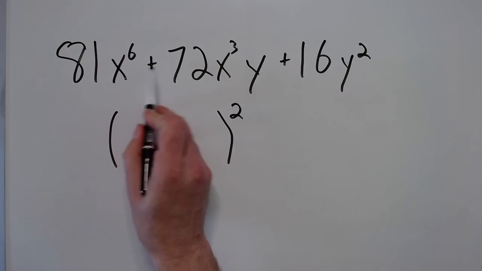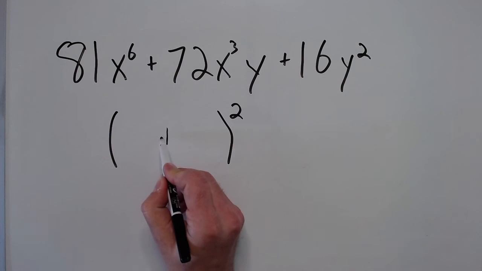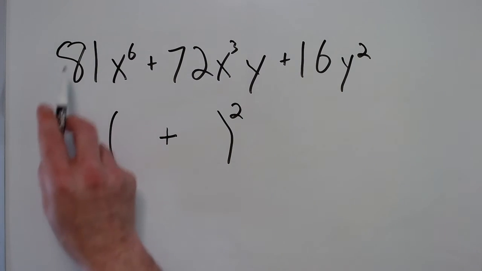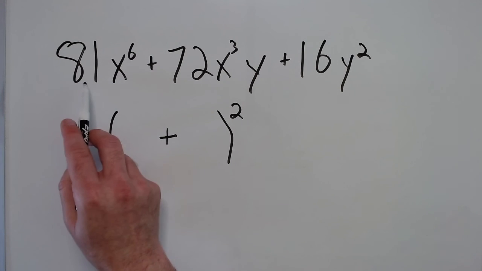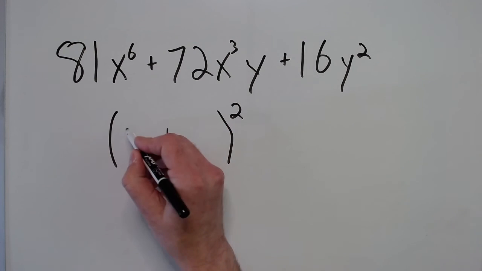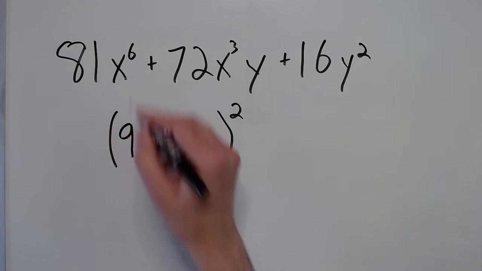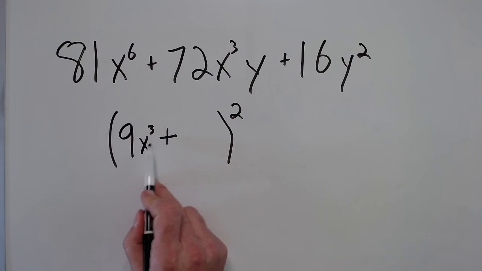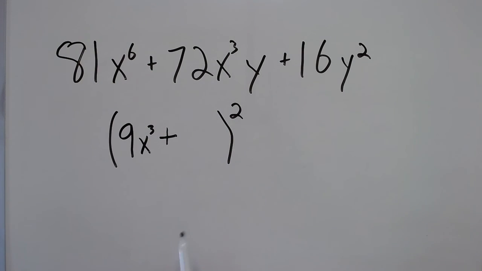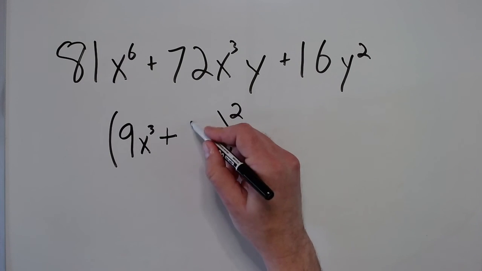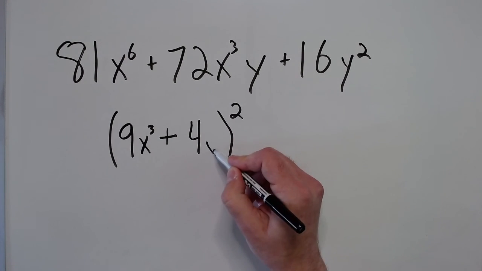Now we got a positive sign here. That's a nice little clue. We're going to have a plus here. So what squared gives us this first term? What do you have to square to get 81x to the 6th? Well, you know there's a 9 in there because 9 squared is 81. This is x cubed. Remember, x cubed squared is x to the 6th. And over here, 16y squared. What squared gets us that is 4y.